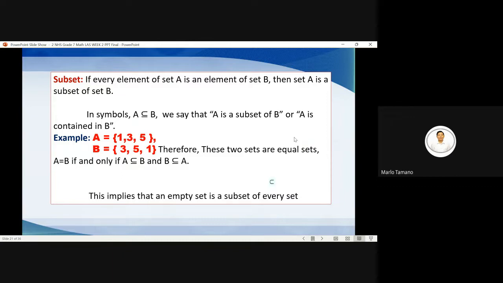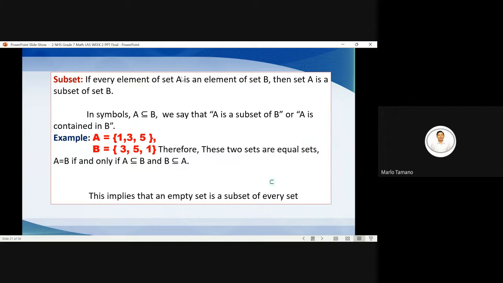Alright? So, bawat elements ng set A ay elements din ng set B. If this will be the case, in symbol, A is a subset of B. We say that A is a subset of B. This is the symbol. Even this one only, you can read. So A or set A is a subset of B.